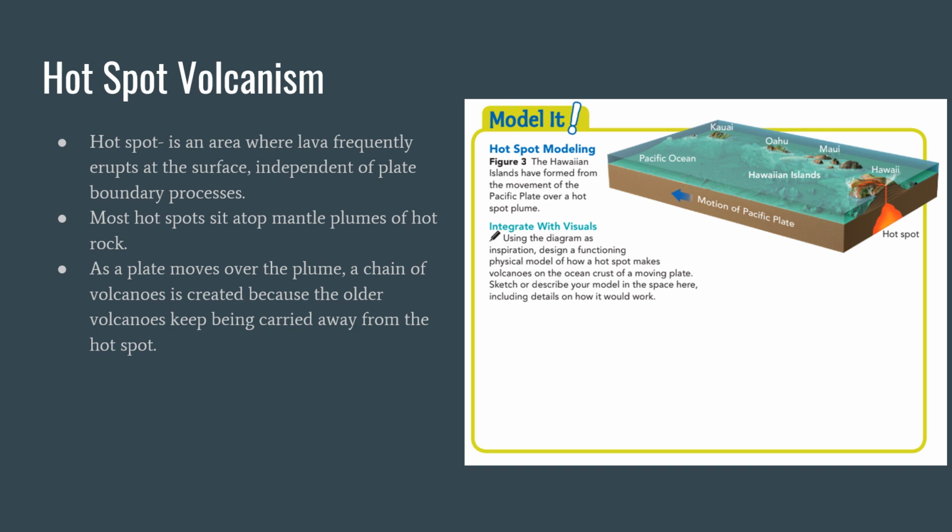The Hawaiian Islands have formed from the movement of the Pacific plate over a hotspot plume. Using the diagram as inspiration, design a functioning physical model of how a hotspot makes volcanoes on the ocean crust of a moving plate. Sketch or describe your model in the space here. Include details on how it would work. So go ahead and do that in your textbook. Also, we're going to go ahead and do the reading check.